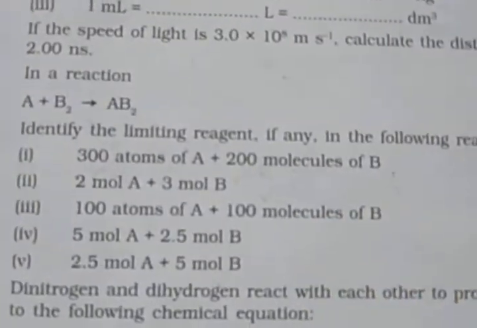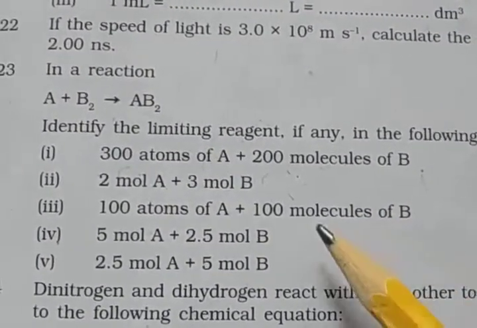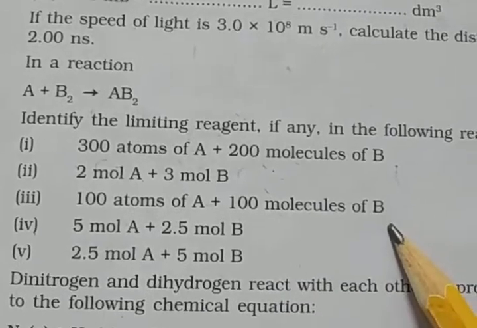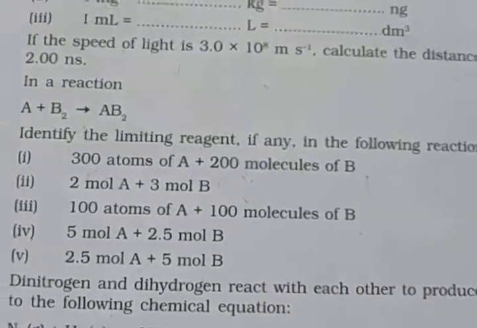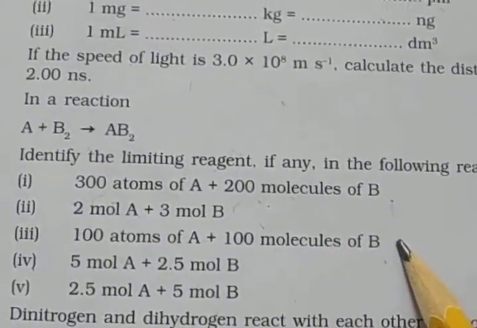Then the third one is 100 atoms of the A, 100 molecules of the B. Okay, so in the same way, 1 atom of A combines with 1 molecule of the B.